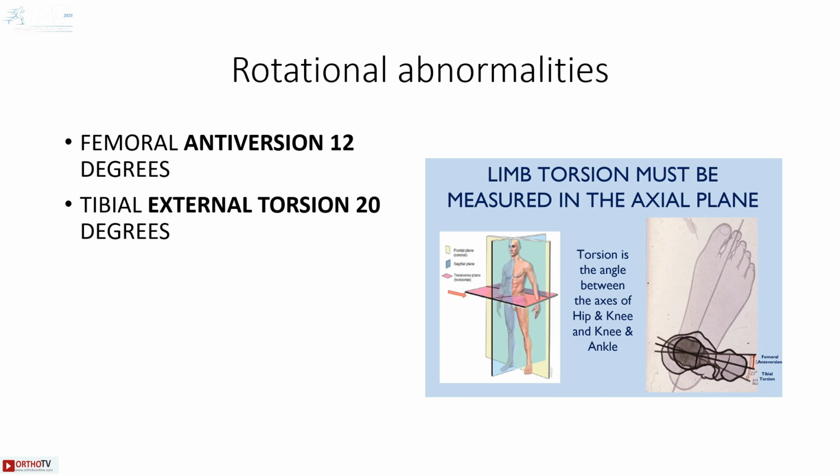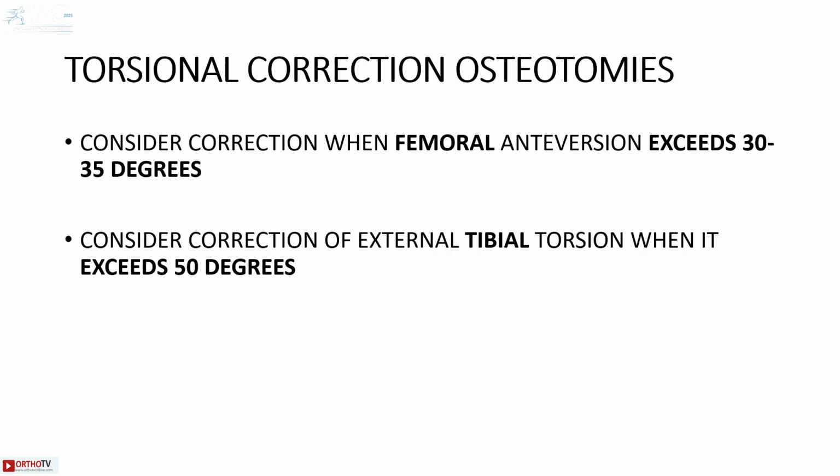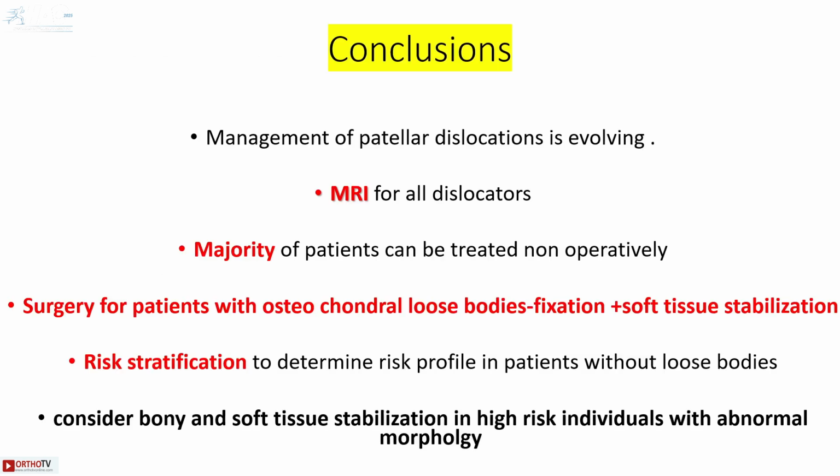Femoral anteversion of 12 degrees is normal. Tibial external torsion of 20 degrees is normal. Someone with femoral anteversion exceeding 35 degrees needs derotation osteotomy. And external torsion of the tibia exceeding 50 degrees needs a derotational osteotomy in the tibia.